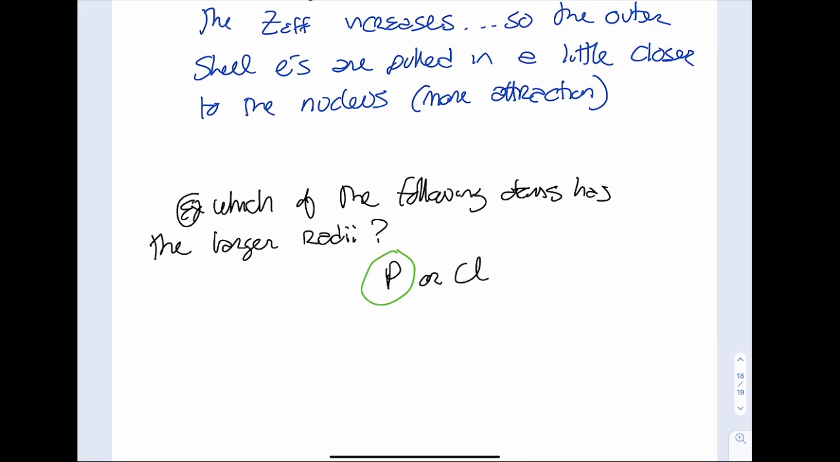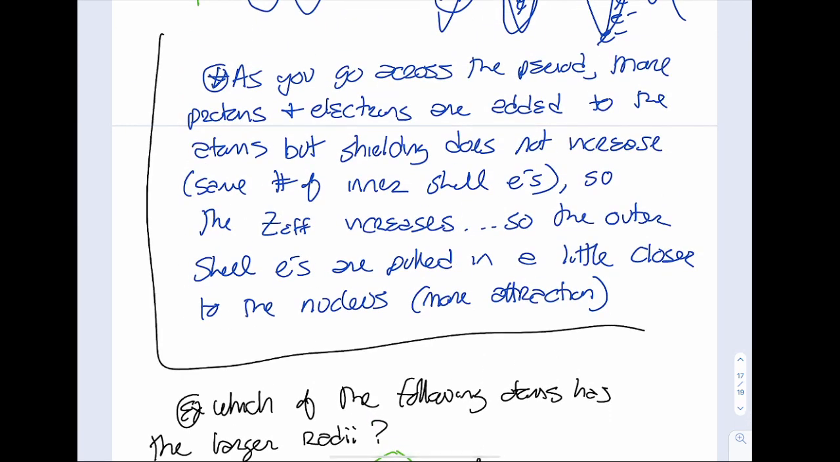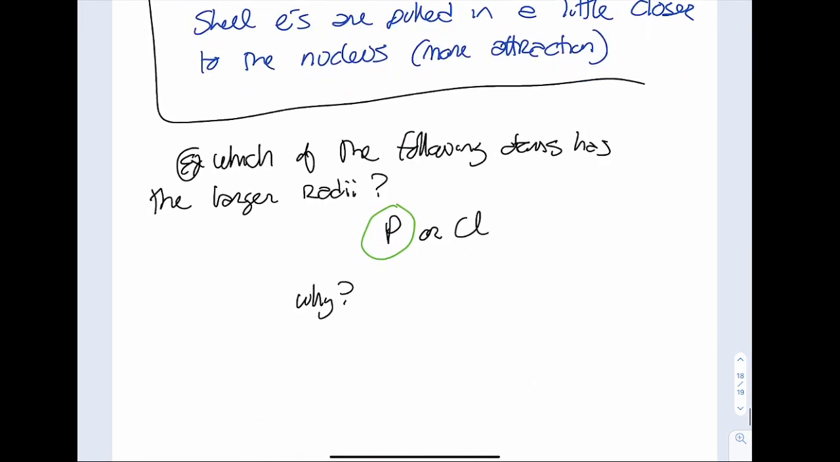If I asked you why, however, these guys are in the same period, so you're going to use this explanation, right? We're going to talk about how we have more total electrons, but we don't have any more inner shell electrons. And that's in chlorine, right? Chlorine has more total electrons, but it has the same number of inner shell electrons as phosphorus. So its effective nuclear charge is greater and it's pulled in a little bit, making its radius smaller.